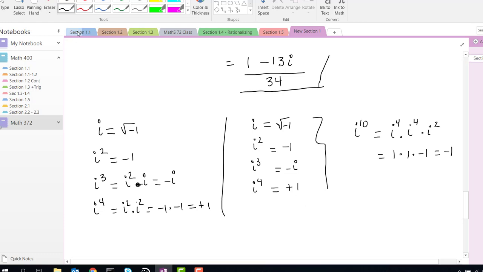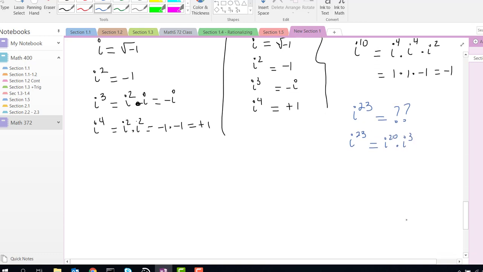So this one's not too bad, but what if I had something like i to the 23rd? What is that? I tend to go for i to the fourth because i to the fourth is 1. So I'm going to break this up as i to the 20th times i cubed. Because i to the 20th is i to the fourth to the fifth, times i cubed. And i to the fourth I know is 1, and 1 to any power is 1. And then from here I know i cubed is -i. So my answer is -i.